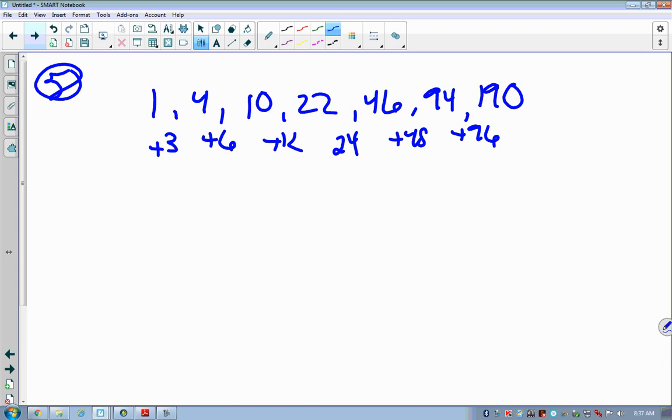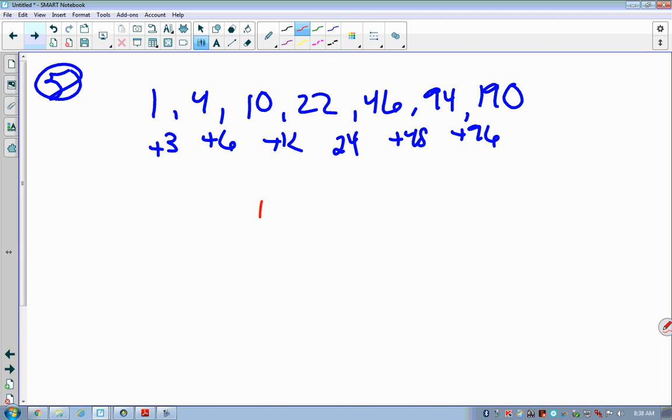That's probably a better one, right? That's a better pattern because the first one is 1 times 2 plus 2. 4 is 4 times 2 plus 2 is 10. 10 times 2 is 20 plus 2 is 22. Okay, 22 times 2 is 44. Okay, so you see the whole thing.